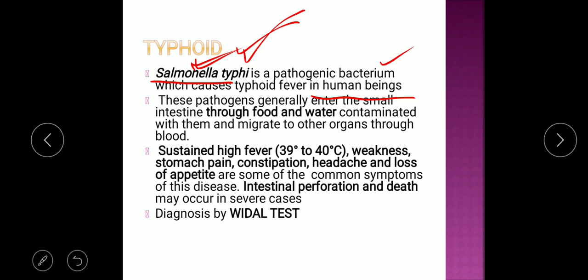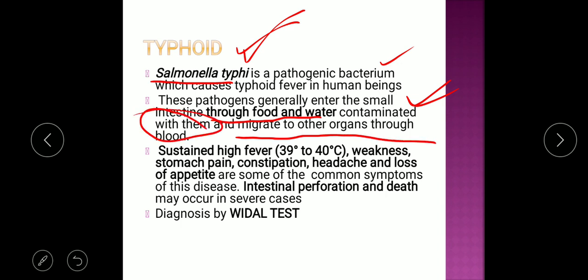These pathogens generally enter the small intestine through food and water. This is important, that's why I have darkened it. Through contaminated food and water, they enter the alimentary canal or, to be more specific, the small intestine. And they will migrate to other organs through the blood.